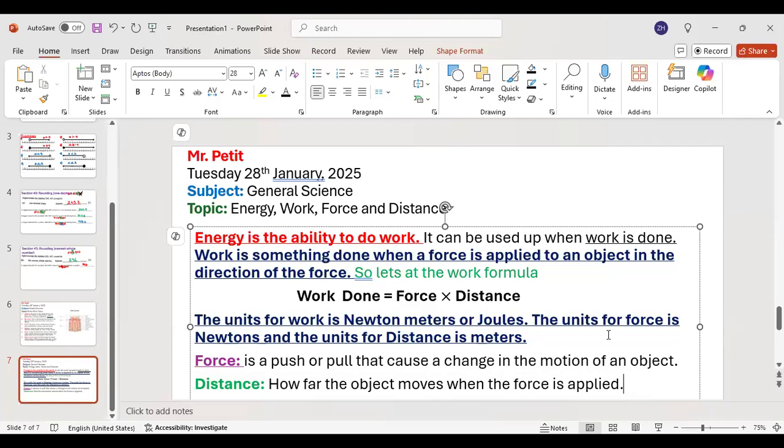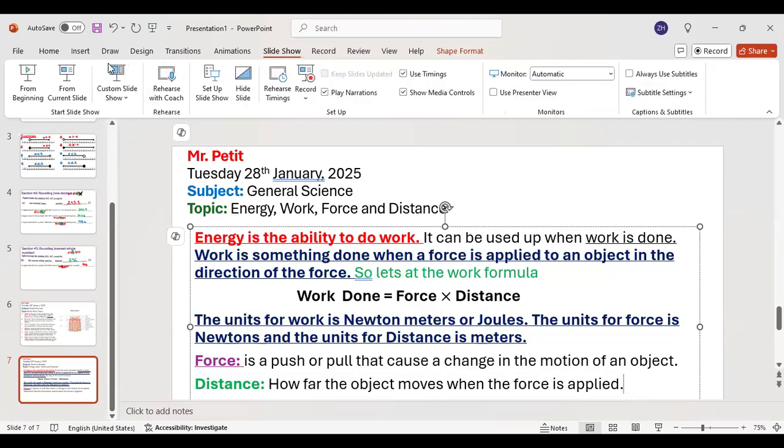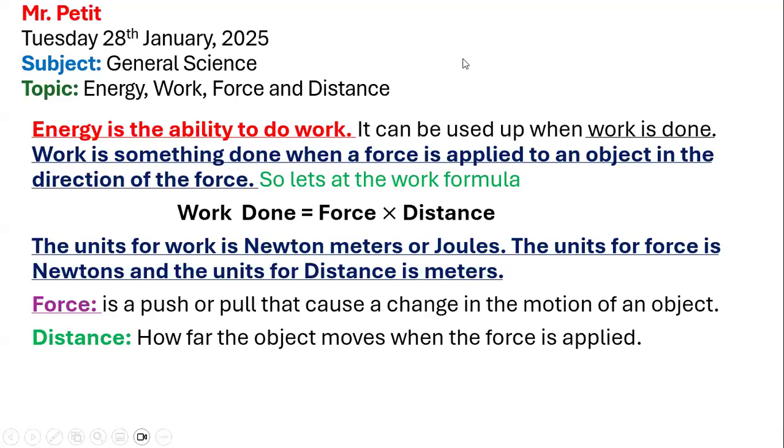So what is energy? Anyone can answer this. What is energy? What do we mean by energy? Energy is the ability to do work. The ability to do work. Very good. When is work done? When a force is applied to an object, yes, in the direction of the force. Very good. And the object moves in the direction of the force.